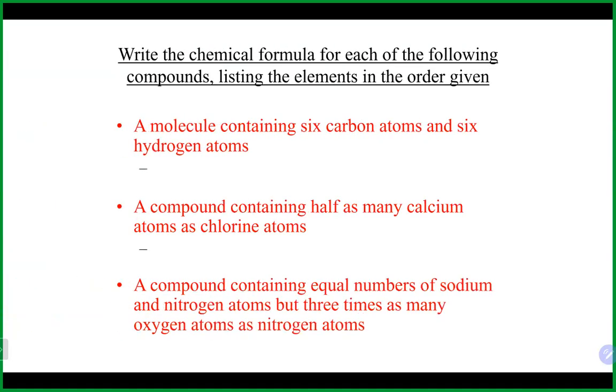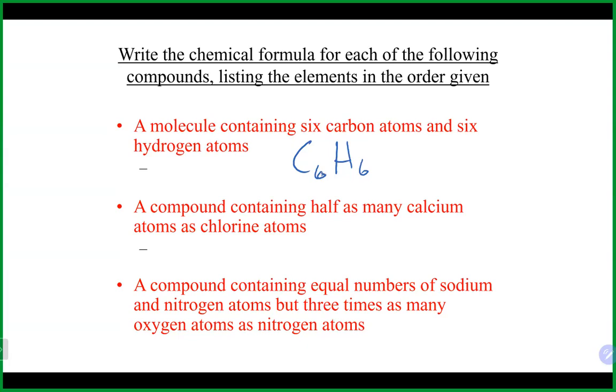All right, so let's take a look at each of these. We're looking for a molecule that contains 6 carbon atoms and 6 hydrogen atoms. So why don't you write the formulas for each of these, listing the elements in the order they're given. See what you come up with. Okay, let's take a look. A molecule that contains 6 carbon atoms would be C6, and 6 hydrogen atoms would be H6. So C6H6 would be our formula.